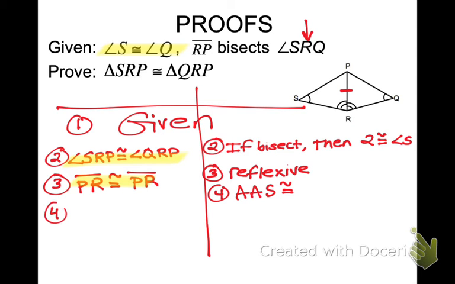Then over on the left, we just need to rewrite that prove line that's already written there for us. So triangle SRP is congruent to triangle QRP.